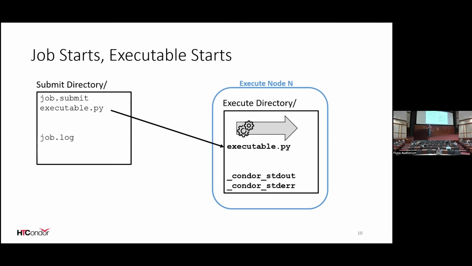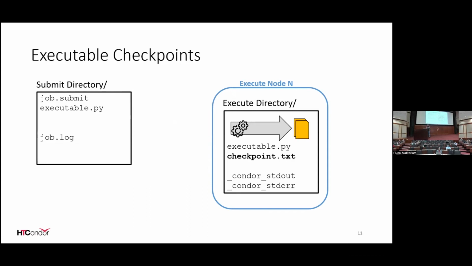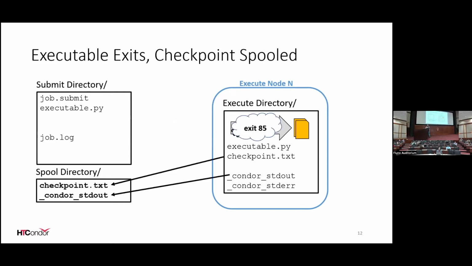We have our executable, which is that gray arrow from before. And Condor creates these two Condor standard out and standard error files, where it's keeping a copy of the output and error streams that your executable produces. It runs for a while. It produces checkpoint.txt. As I said, in this case this is your only checkpoint file for simplicity. It exits with code 85, meaning I finished writing my checkpoint file.